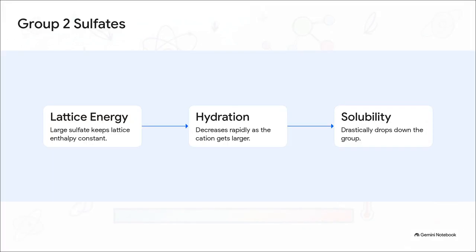Let's see how this builds into an actual exam question using group 2 sulfates. As you move down the group from beryllium to barium, and this works for group 1 carbonates too, by the way, solubility just plummets. Why? Well, for group 2 sulfates, because the sulfate anion is absolutely huge, the lattice energy of the crystal barely changes at all as you move down the group.